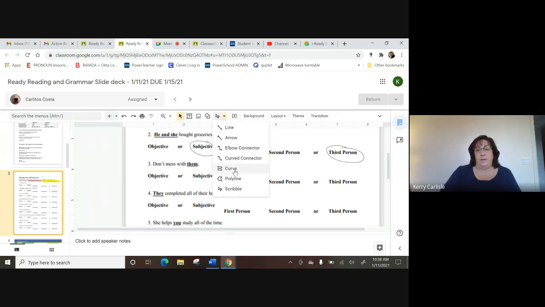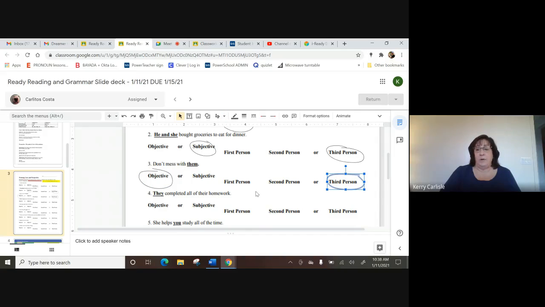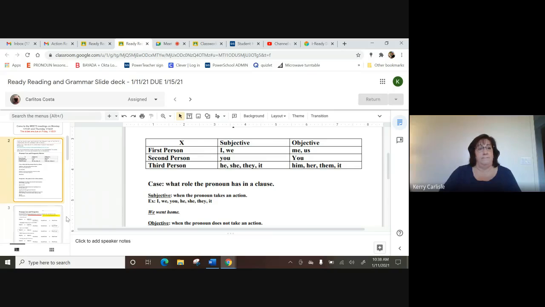I'm going to go to my scribble. It's objective. It comes after the verb, right? And it is third person. So even if you don't understand this completely right now, you're getting used to using the terms, and all the answers are right here in this little chart.